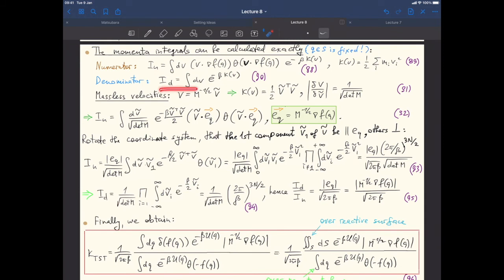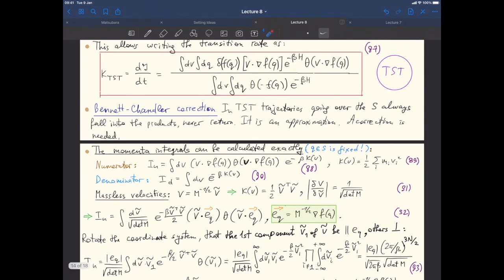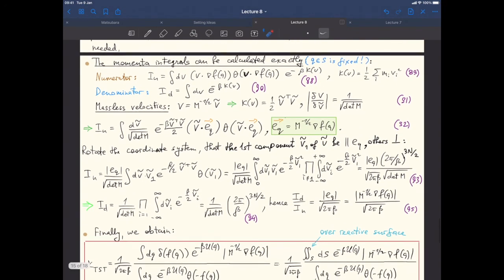Now let's consider the integral in the denominator. That one is very simple, because there are no conditions imposed on it at all, and therefore we can perform the integration over all degrees of freedom at once, and this is the result you get. This is just a Gaussian integral. So the ratio of the two, which appears here, is given by this.